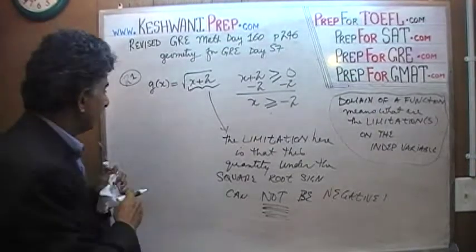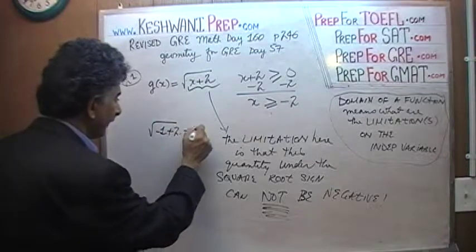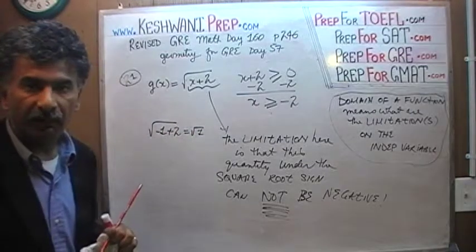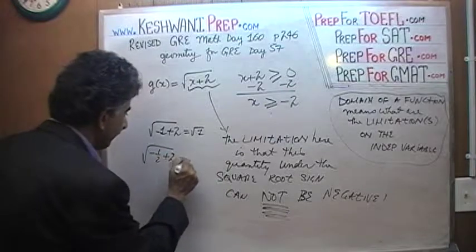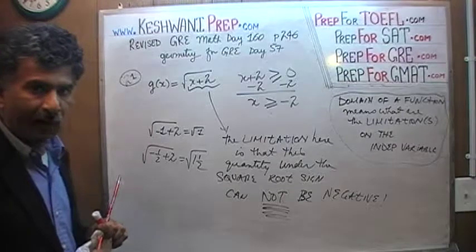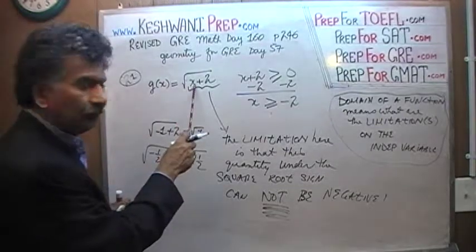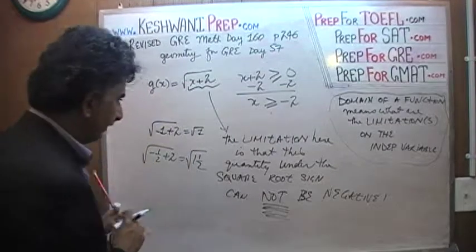When x is negative 1, negative 1 plus the 2 is positive 1. And of course we can find the square root of positive 1. When x is negative half, of course we can find the square root of 1.5. As long as x is more than negative 2, so this is how we show it.